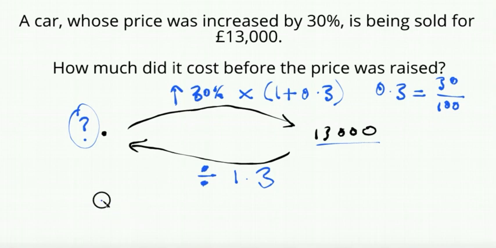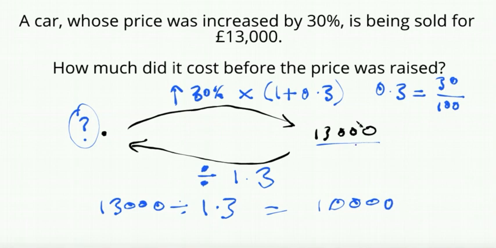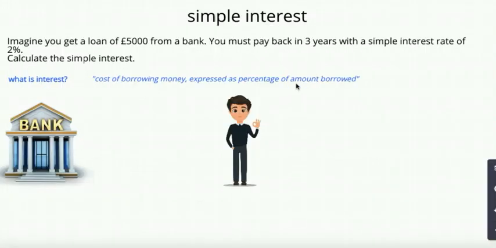So let's do that. 13,000 divided by 1.3 gives us 10,000. And that's how you solve the question. So the key trick with these types of questions is to divide by 1 plus or minus the percentage it was either increased or decreased by. And it's that simple.